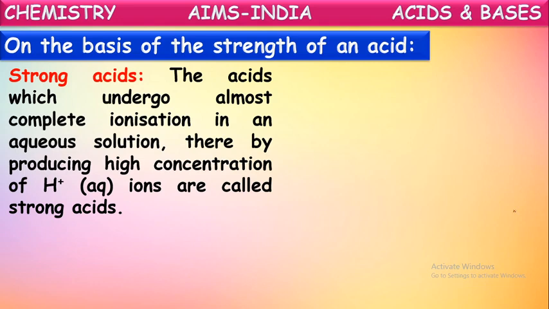What is the meaning of ionization here? Ion means, we know, a charged particle. Ionization means formation of charged particles. So when you dissolve these acids into water, the molecules of acids separate into positive and negative ions. That means positive H plus ions and negative ions. This separation of a molecule into positive and negative ions is called ionization.